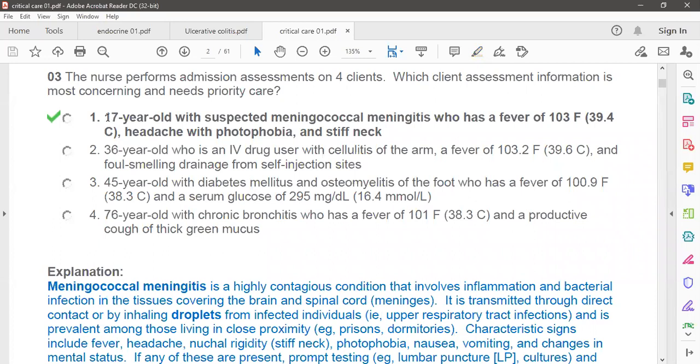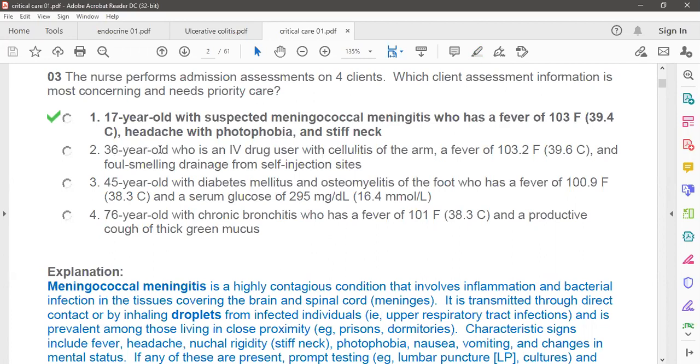Patient number 1 is 17 years old with suspected meningococcal meningitis. Meningitis is the inflammation of the meninges, more specifically the inflammation of the arachnoid matter and pia matter of the brain and spinal cord. This patient has a fever of 103 Fahrenheit, a high fever, my friend.